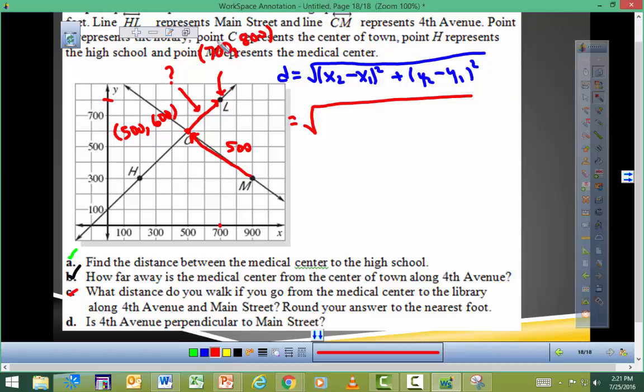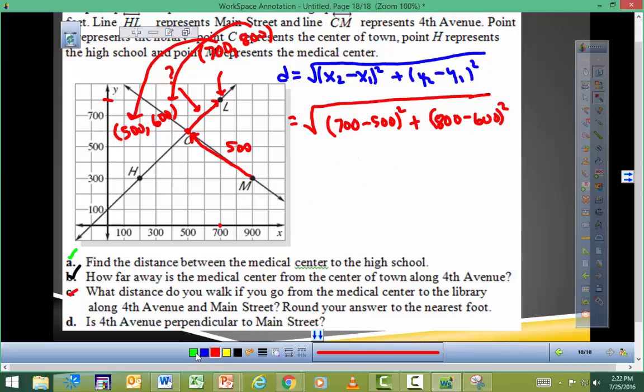Okay, so my distance formula, I need to take this one and subtract that one. So I get 700 minus 500, right? We could do that in our head, but I'll just write it out. Minus 500, and then we need to square that. Then we add that to this one, subtract this one. Well, it's going to be 800 minus 600, and then we need to square that.